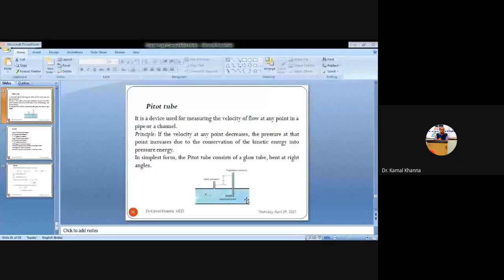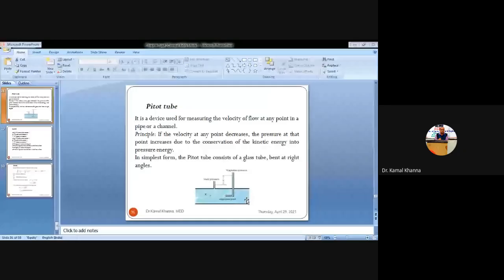You all know that is the conservation principle of energy. That is, energy can neither be created nor be destroyed. It can only be converted from one form to another form. So similar is the principle here. Whenever the velocity of the fluid is decreasing from point 1 to point 2, that is the kinetic energy is decreasing, and as soon as this kinetic energy is decreasing, that energy is being converted into pressure energy. And due to this pressure energy, the fluid is rising into the pitot tube.